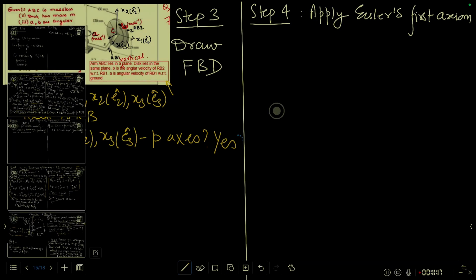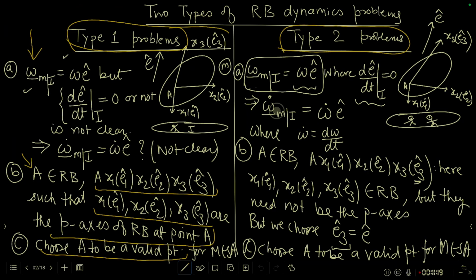Have a look at it again, going to slide number 1. Type 1 problem, A is fixed to RB. There I have chosen that point to be C. What is A here is C there. C is the center of mass, indeed fixed to RB. C, x1 E1, x2 E2, x3 E3 are chosen such that these three are the principal axes. Indeed they are for that thin disk.